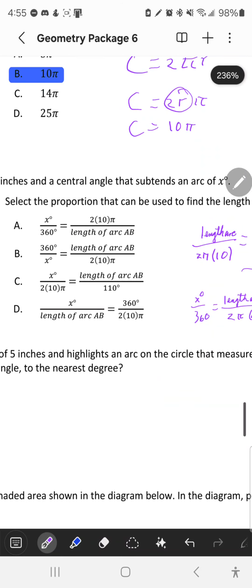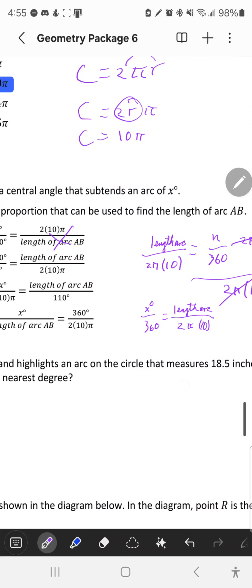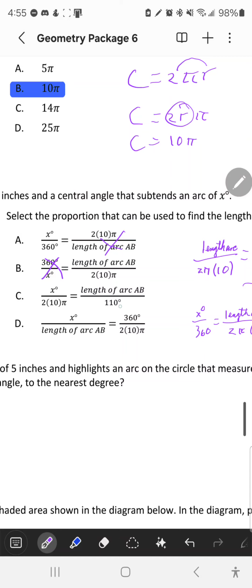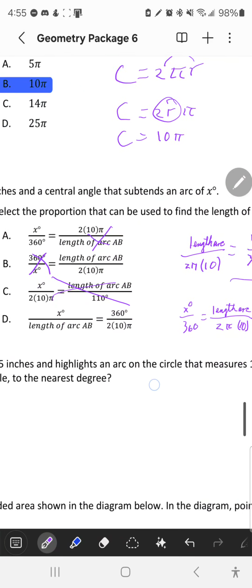So let me look here, I have x over 360. This is not right because we have the length of the arc at the top, and this at the bottom, but then we do not have it the right way. We have 360 over x, so that's not fine either. In this case, where is this 100 coming from? It just doesn't make sense.